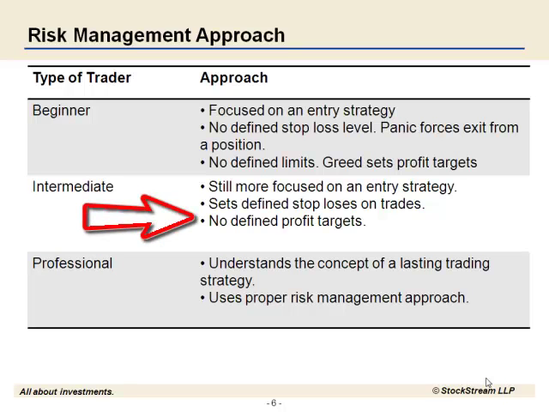Intermediate traders are more mature, but are still focused on analysis techniques. They, however, set a strict stop loss on their trades. They still do not use a limit, which leads to low profitability on winning trades. Again, not a good strategy to follow, but better than a beginner.